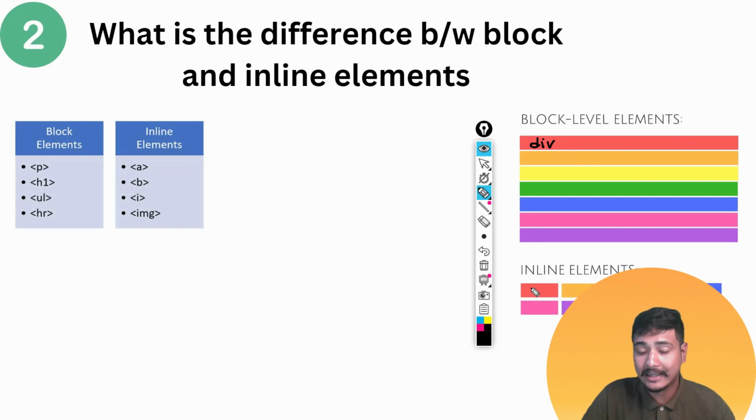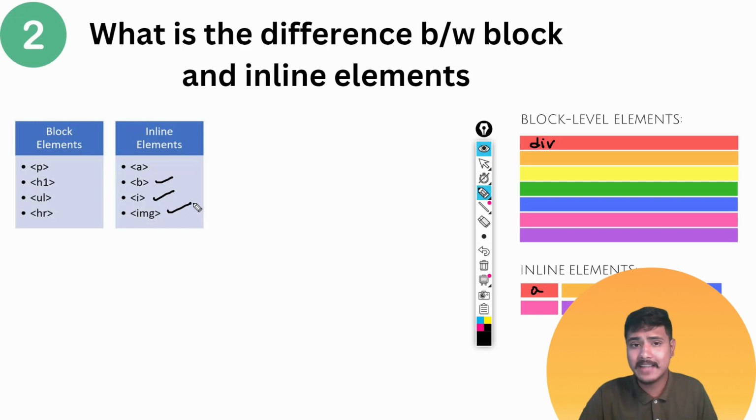When it comes to inline, the inline tags are anchor tags, the bold tag, the I tag which is the italics tag, and the image tag. These types of tags take only the specific width which is required. So any other tag which I write down will just come next to it. It won't go to the next line, but right next to it. I hope you have understood the difference between inline and block type elements. It is one of the very important questions which you should know the answer to. With that, I will move to the next question.